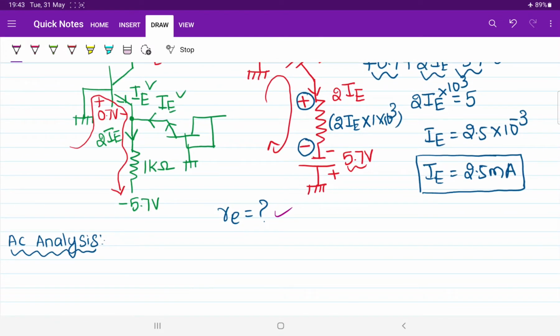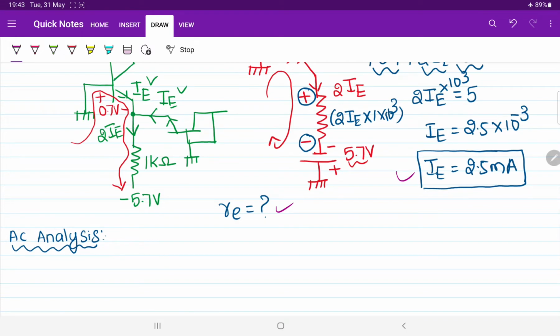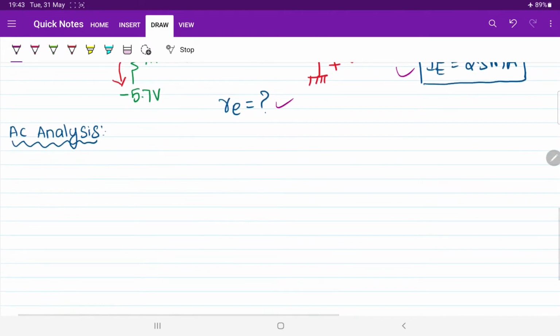Actually, the question is we have to calculate the voltage gain. For that, we have to do AC analysis. But in the AC circuit, we need to know the value of some parameter. That parameter can be calculated only in DC analysis, which we did already. Now it's time to explore the circuit in AC analysis.